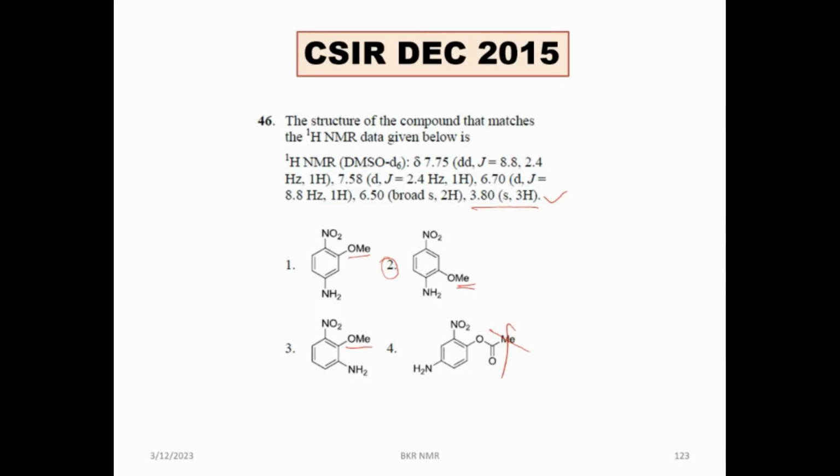Very good. Correctly approaching. Tell me next. Next one is from the value 7.75, actually double doublet they have given, ma'am. So between nitro and methoxy group, because nitro is electron withdrawing group, ma'am. So the value must be 7.58.